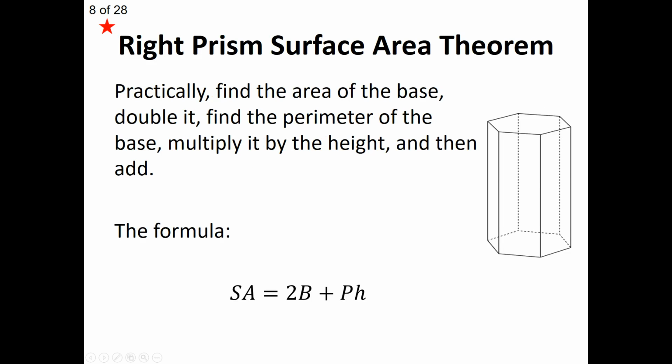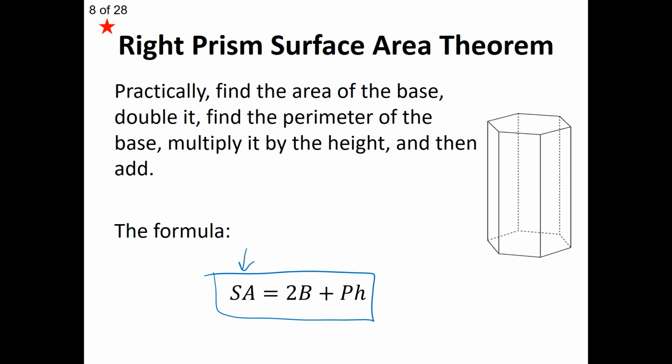Let's take a look at the right prism surface area theorem. We can actually prove this formula below, and we're going to forego that proof and just jump right into what this proof is saying. This proof is actually boiling down the ability for us to find the surface area of any given right prism. And the way it boils down is this very simple formula at the very bottom. Let me break down each one of these variables for us.